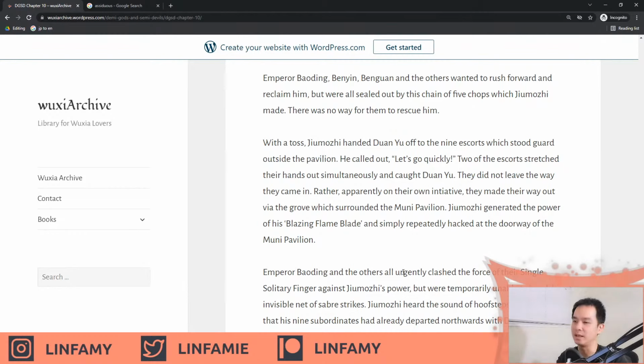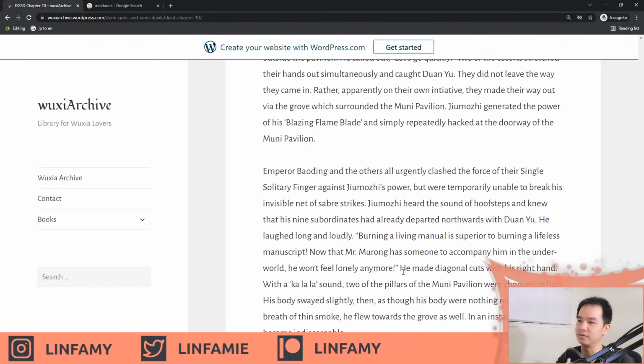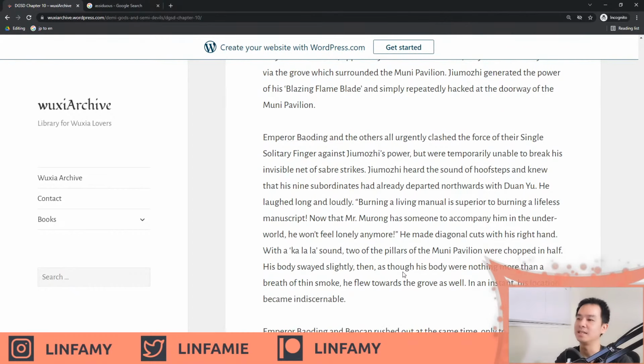They did not leave the way they came in. Rather, apparently on their own initiative, they made their way out via the grove which surrounded the Mooney Pavilion. Jiumozu generated the power of his blazing flame blade and simply repeatedly hacked at the doorway of the Mooney Pavilion. Emperor Baoding and the others all urgently clashed the force of their Yi-Yang finger against Jiumozu's power, but were temporarily unable to break his invisible net of saber strikes.